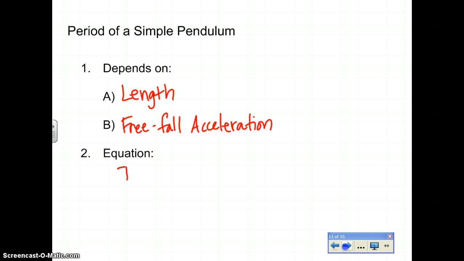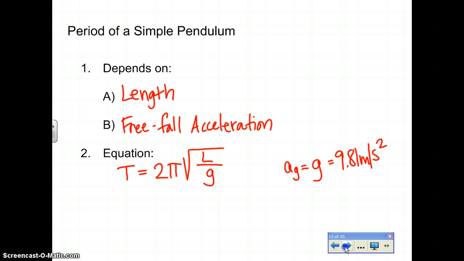The equation that you're going to use is period equals 2 pi times the square root of L over G. You may see it written as A sub G. So if you see A sub G, that still means G, which still means 9.81 meters per second squared. Obviously your period is measured in seconds, your length is measured in meters, and your acceleration due to gravity is a constant, but that is meters per second squared. Please use the pi button and not 3.14 whenever you're solving these problems, guys.